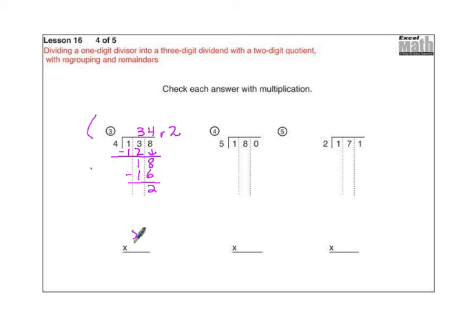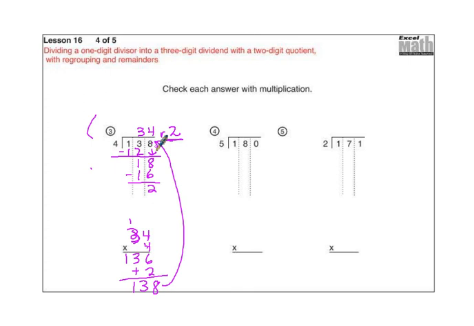Now to check that, you should have already done this. If you haven't checked it yet, pause the video and check it now. But 34 times 4, that's a really ugly 3. 4 times 4 is 16, carry the 1. 3 times 4 is 12, plus 1 is 13. And 136, that's 138. Those are different. Why? Well, I have a remainder. I have to add my remainder on, and I get 138, which does match up with that, so I'm feeling pretty good about my answer right now.